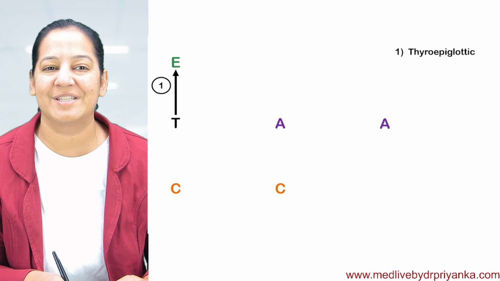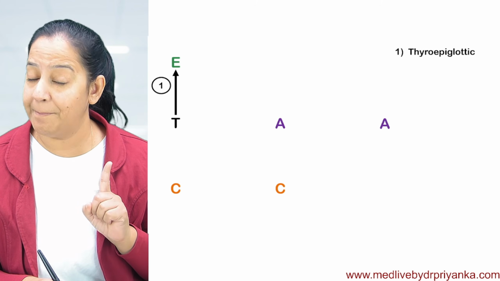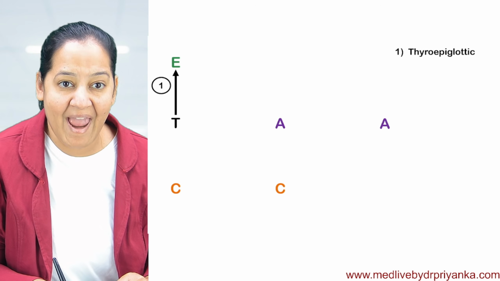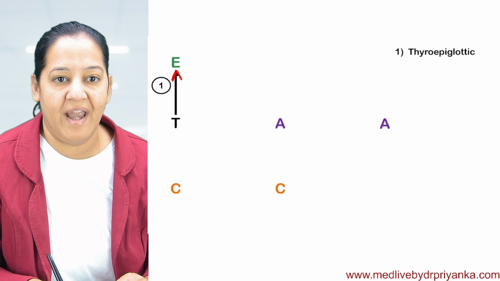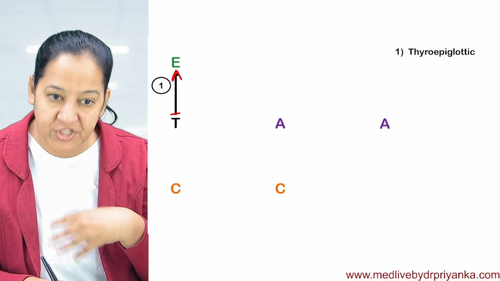You can see the first muscle arising, connecting the thyroid to the epiglottis. Now my arrows are very peculiar. The arrows have a head and a tail. The head shows the insertion and the tail shows the origin. So the muscle runs from origin towards the insertion.